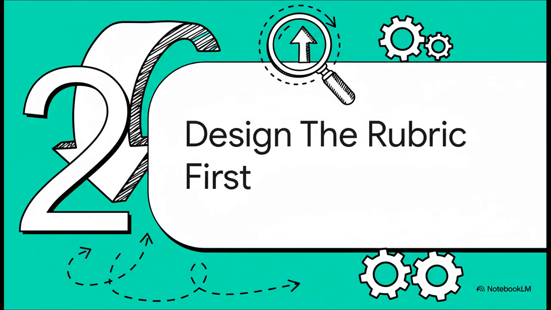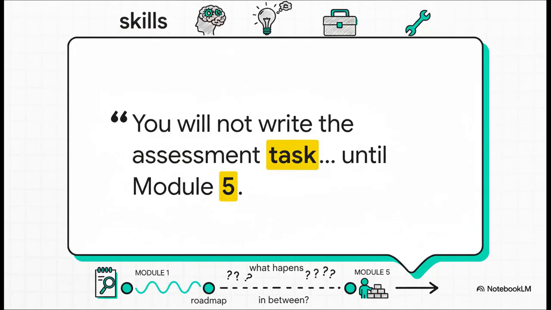Okay, so you've picked your target skills. What's next? Well, this is where the whole process gets really clever and honestly, a little bit backwards from what you'd probably expect. This is just so counterintuitive. I love it. The project guide makes it super clear. You pick your target skills in Module 1, but you don't actually design the task, the thing the students are going to do, until Module 5. So what on earth is happening in between all that?